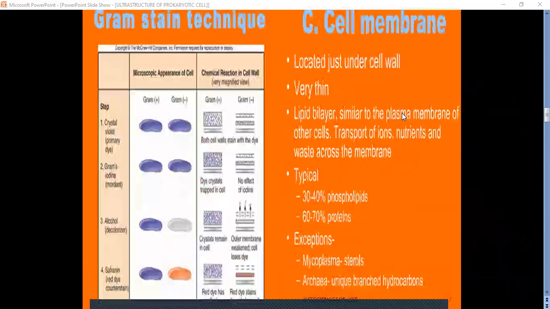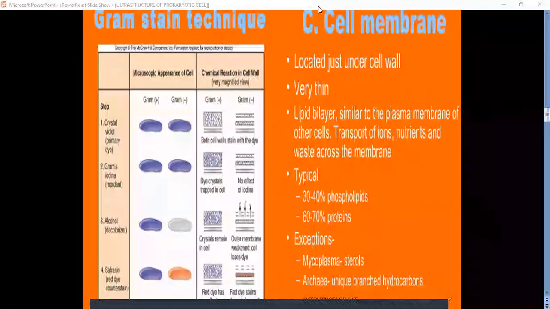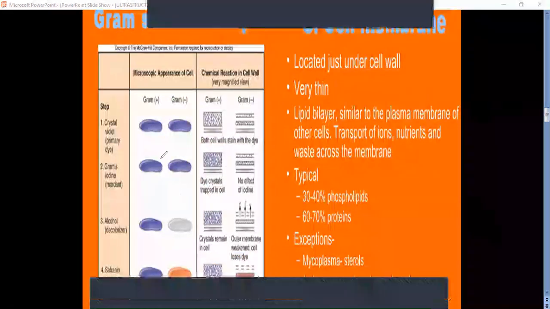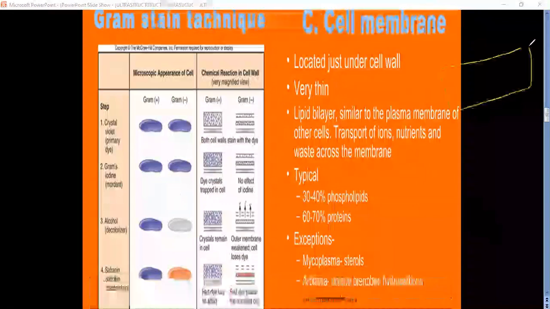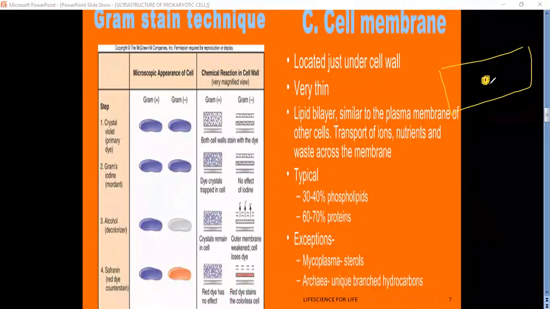And this is the procedure of the gram staining technique. I will explain it with a clear picture. First of all, take a slide and add some bacterial culture onto it, where you don't know whether it is gram positive or not. This is called a smear.